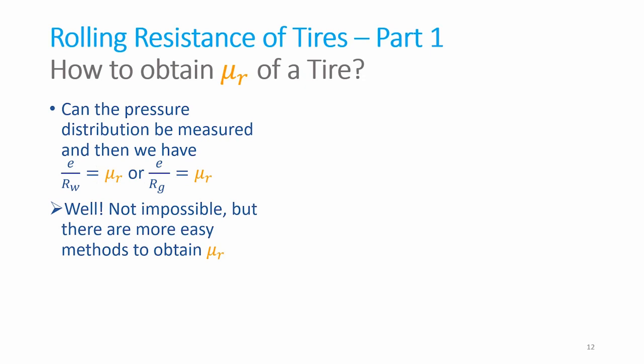So it's not impossible to get this. Rw is definitely measurable, Rg is also definitely measurable. What about e? e depends on the distribution of the stresses. So this is measurable by sophisticated equipment with high precision, but understand that this is not required because there are easier methods to obtain mu r. And now we are going to see such an experimental method.